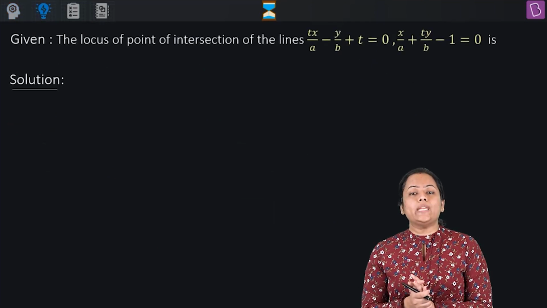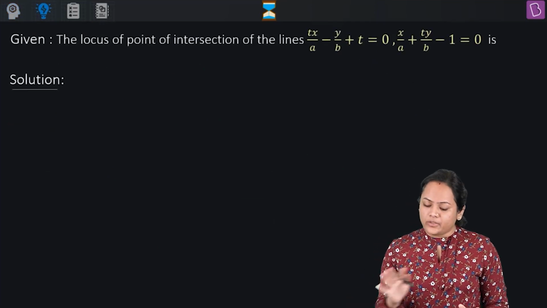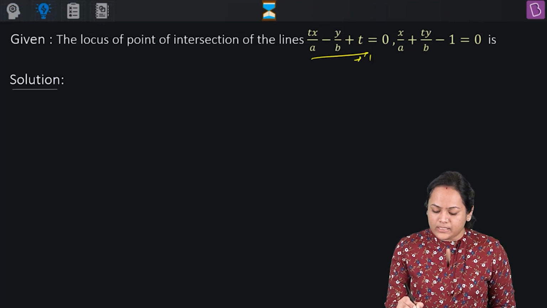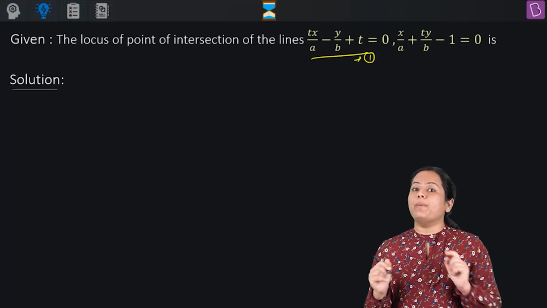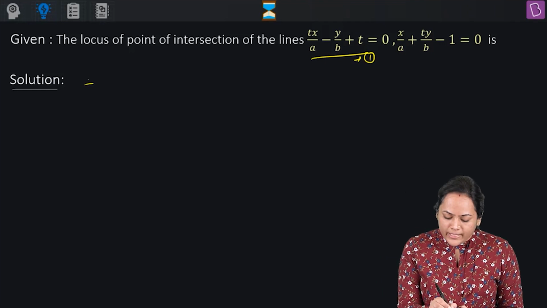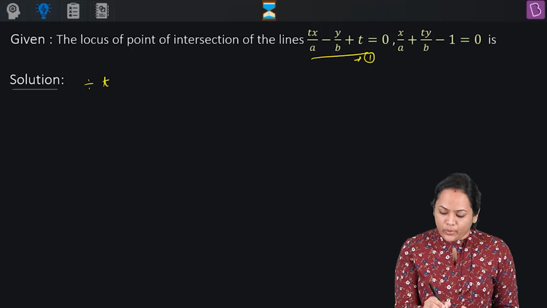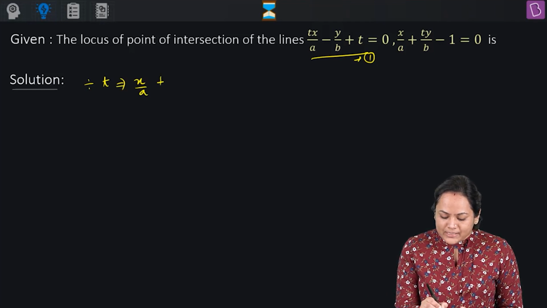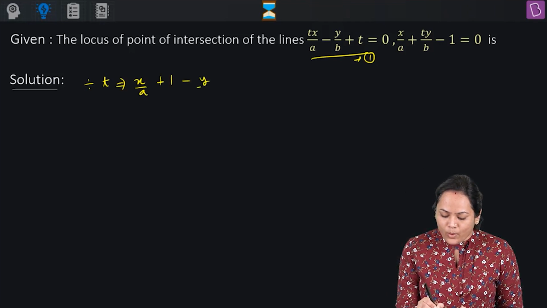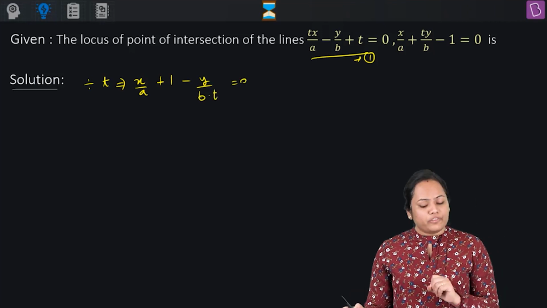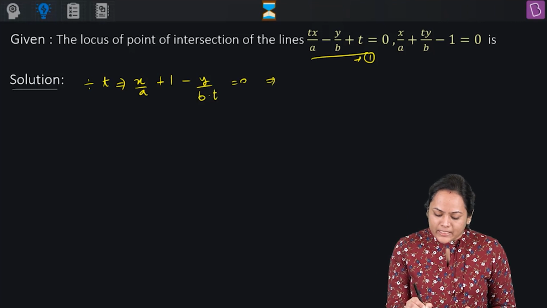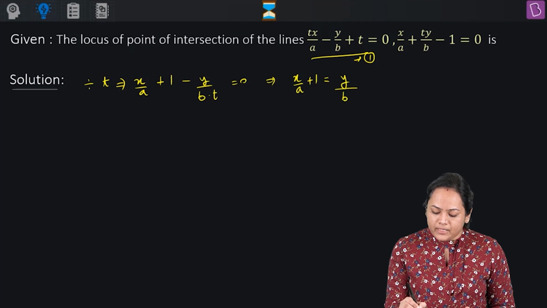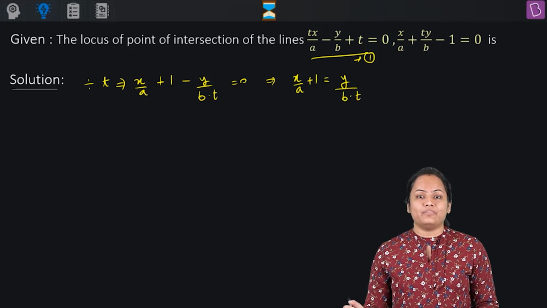So how are we going to eliminate t here? Well, the first equation that they have given to us, I'm dividing this first by t. So when I divide this first equation by t, I'm going to get x by a plus 1 minus y by b multiplied by t is equal to 0. Right? From here, I can say one thing, that x by a plus 1 will be equal to y by b into t in the denominator itself. Clear?